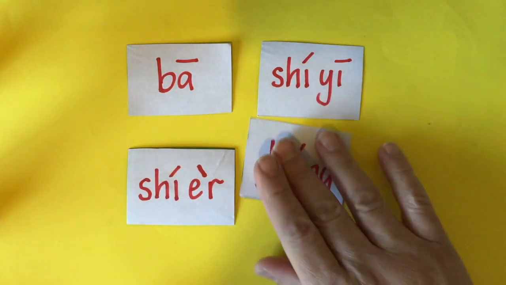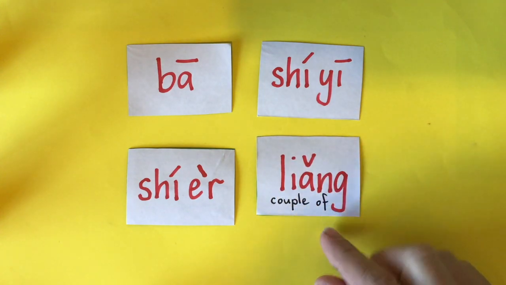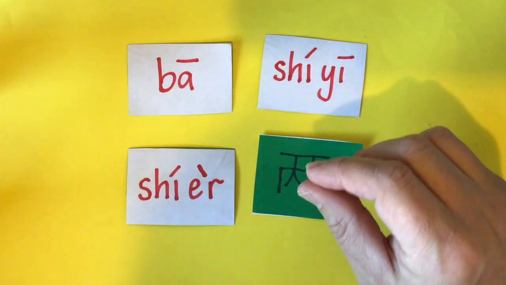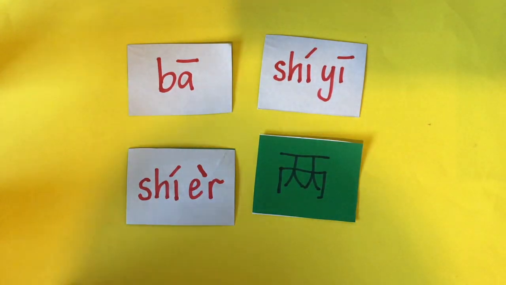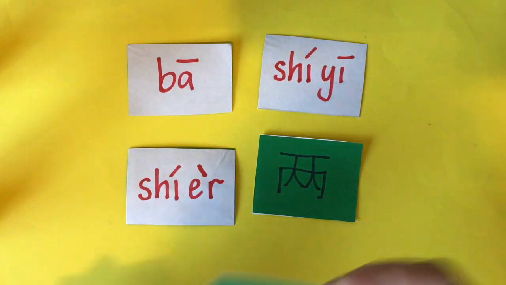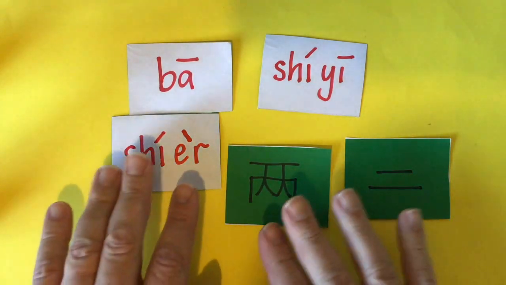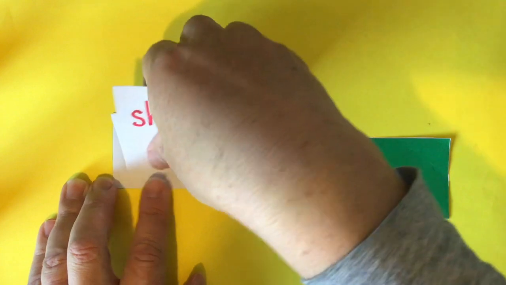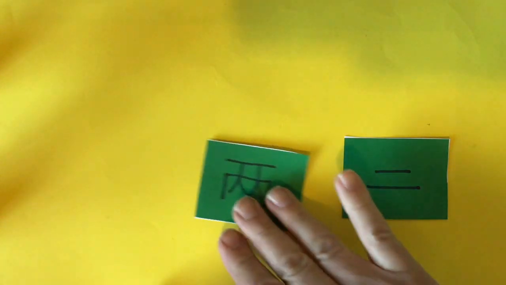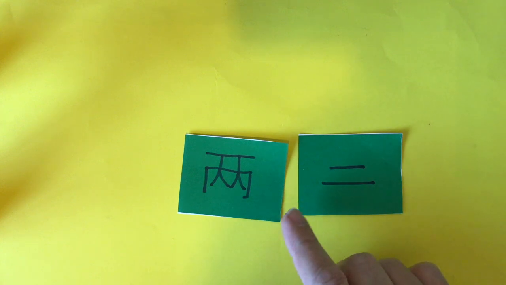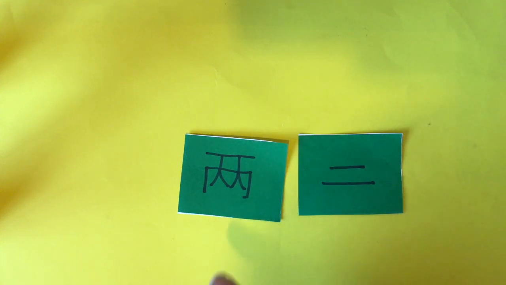Now, this one is Liang. Liang is best translated as a couple of and is used when counting objects. While Er is used when counting, when we're starting to talk about objects or number of things, we use the word Liang instead. And this is also included in telling the time.